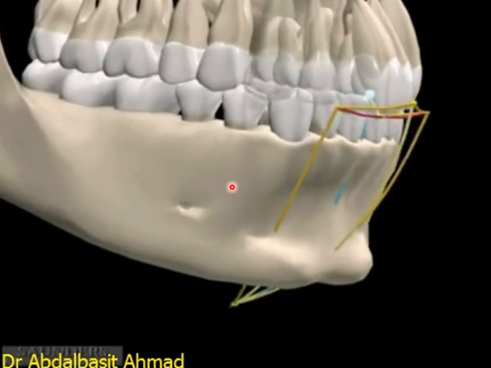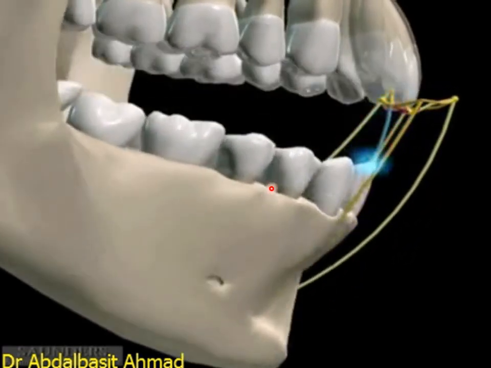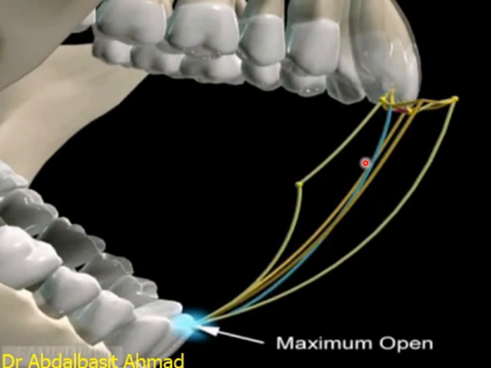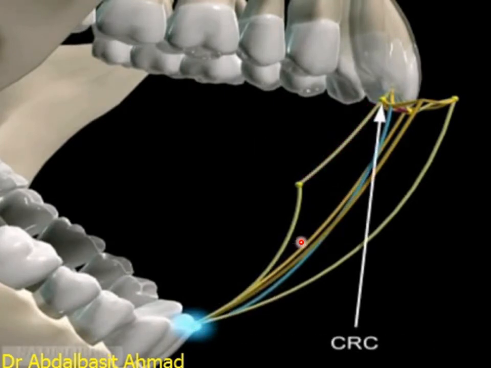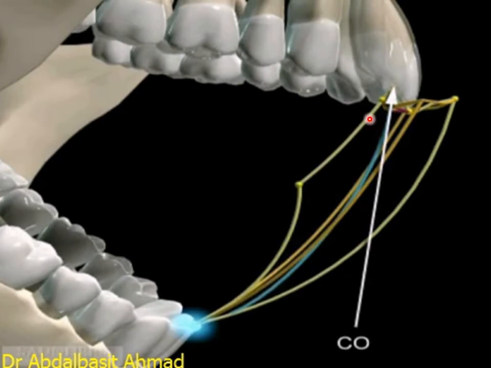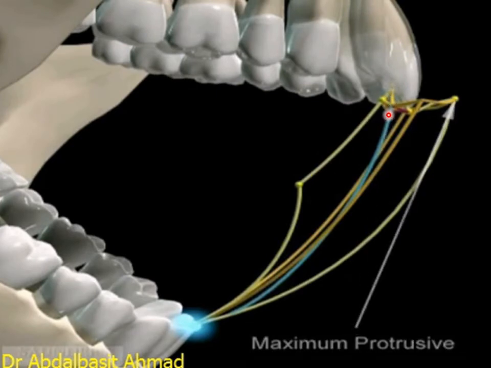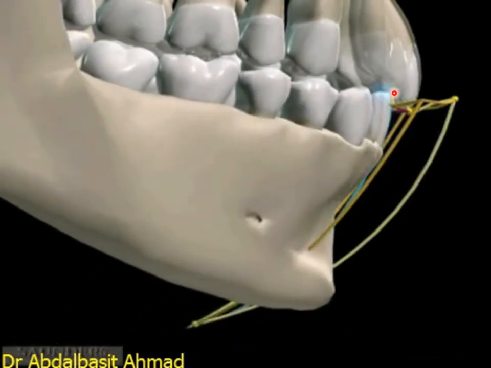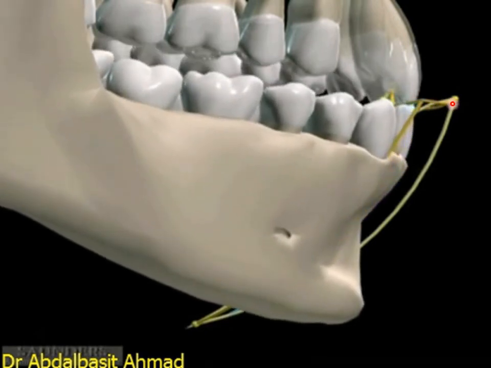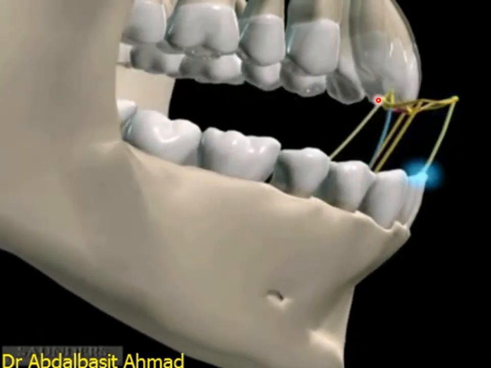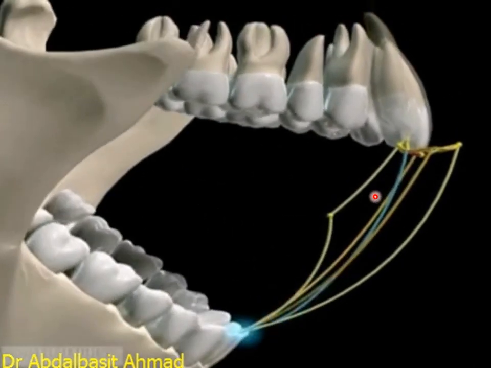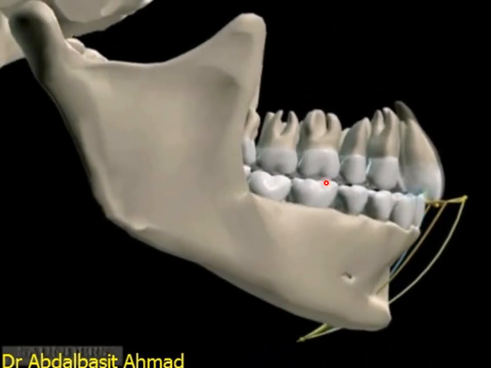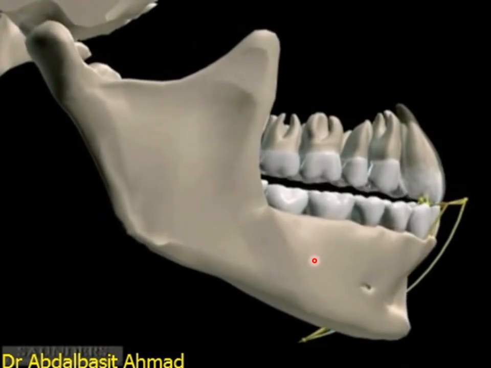From the sagittal view, we can see the basic mandibular movement. This is the maximum opening. This is the terminal hinge movement. This is the centric relation of occlusion, and this is the centric occlusion. This is the maximum protrusive. So this represents the movement of the mandible, recorded from the tip of the lower incisor teeth.